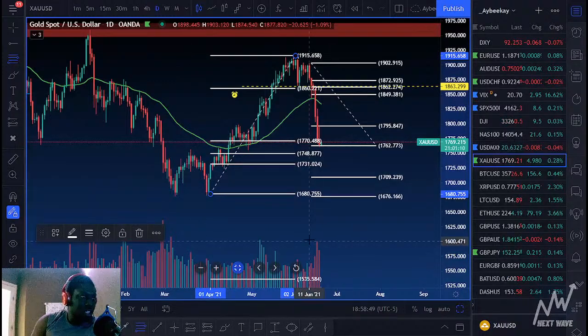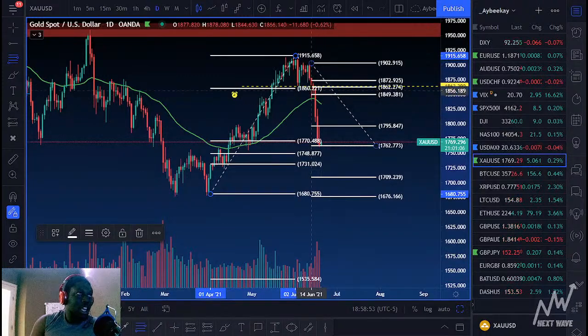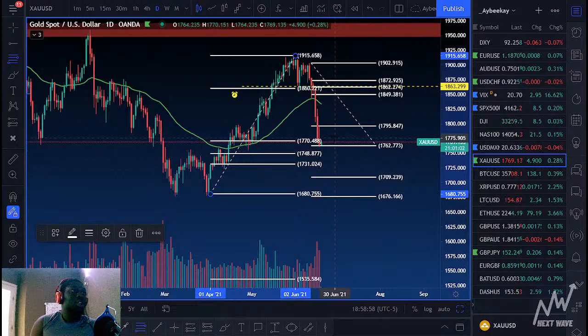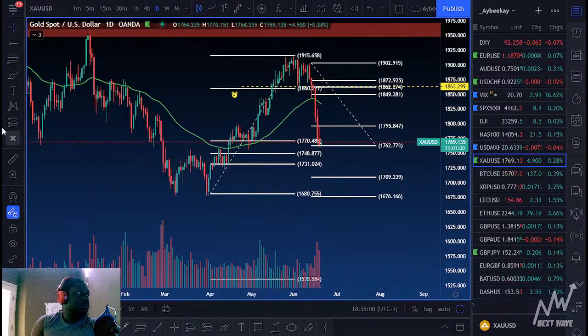And again, I love seeing the high volume on these candles. High volume increasing as price is dropping, and it's showing big candles. I love to see it. So that's what I'm seeing on gold.